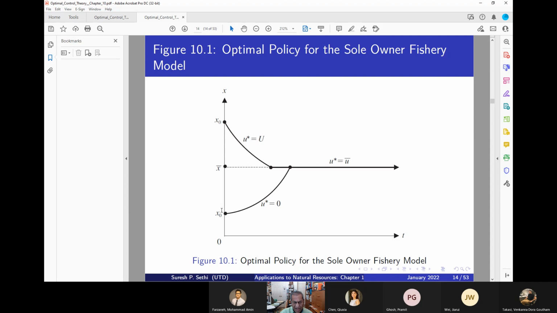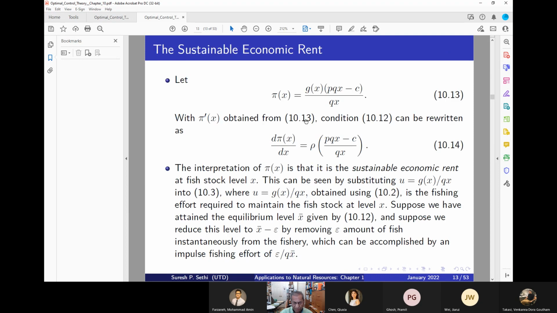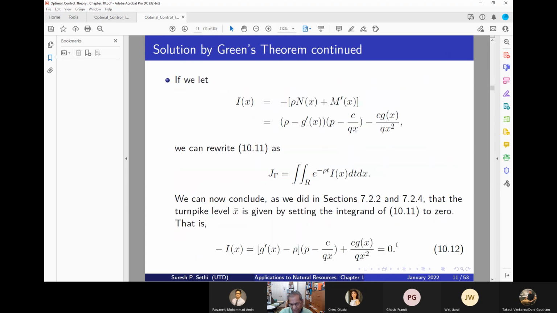If I have a very little biomass, I'm not going to fish for a while. Let fish recover to x bar, then I will go here. Very simple, nice solution given by Green's theorem immediately. But Green's theorem doesn't tell you very quickly what this means. What does this counting mean? It doesn't look like anything that you can just grab at and say that's what it means. There's a divided by qx squared, there is d prime, there are a lot of things going on. We don't exactly know very quickly what it means.